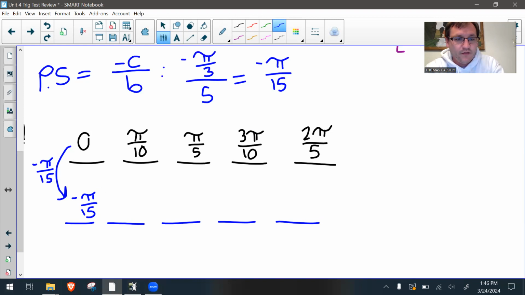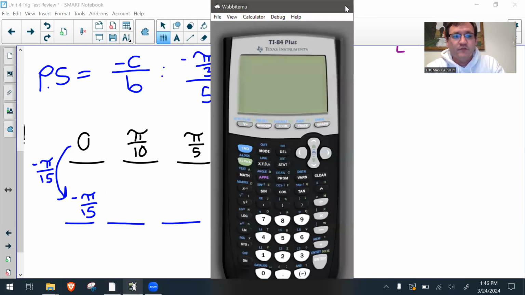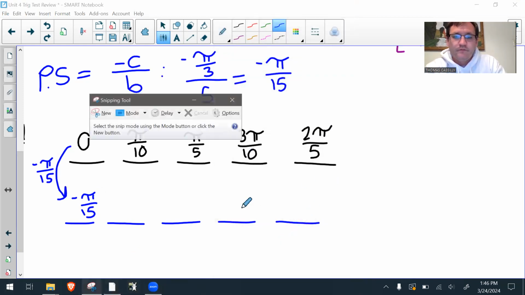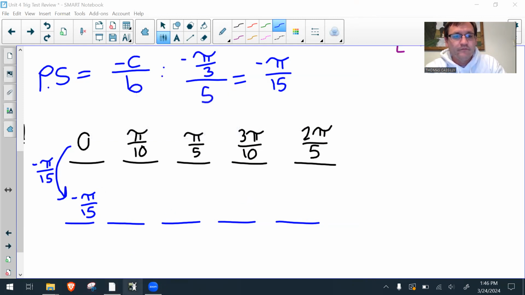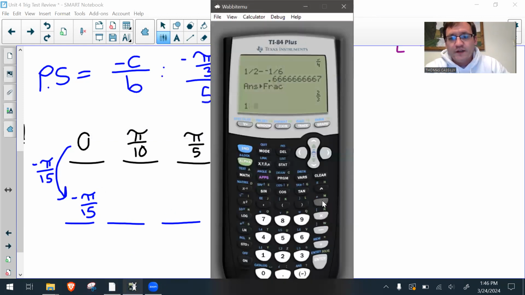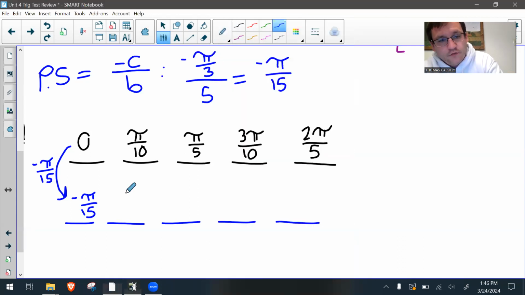I have no idea what that is. So let's just go to our calculator here. So that's not my calculator. So I'm just going to say 1/10 minus 1/15. And that gives me a fraction of 1 over 30. So I'm going to say pi over 30.